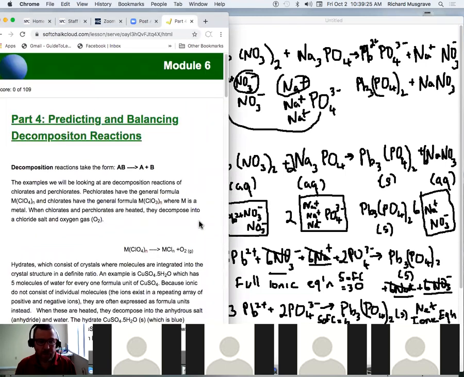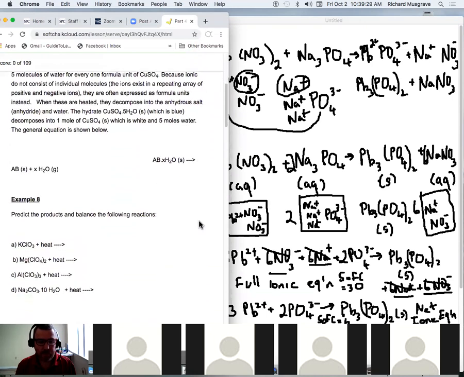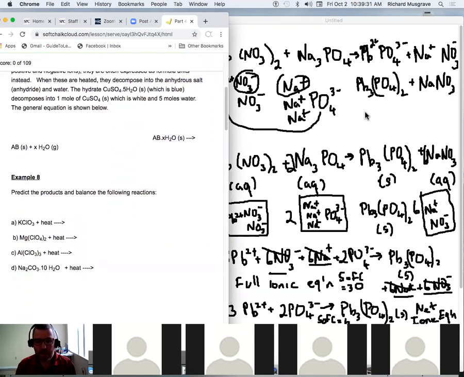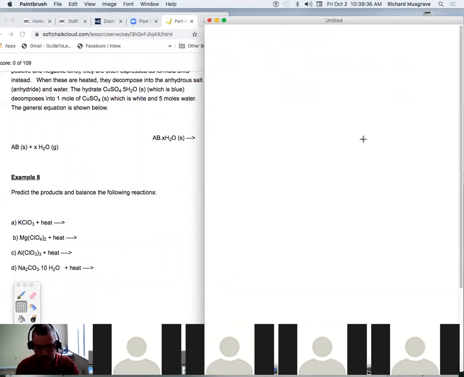What else have we got here? Decomposition reactions. So for decompositions, we've got 2 examples here that we're going to be talking about. Well, 3, I suppose, but we've got chlorates and we've got hydrates. We'll do the hydrates first. The hydrates are pretty easy.